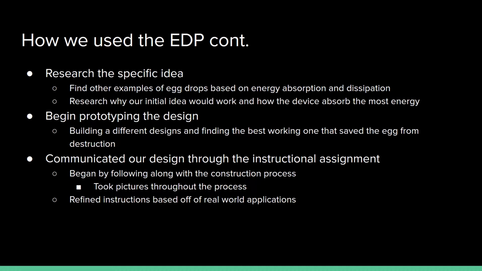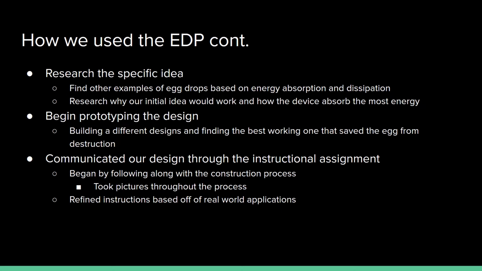The next step of the engineering design process that we went through was researching the specific idea that we had. We found other examples of egg drops based on energy absorption and dissipation, and we then researched why our initial idea would work and how it actually functions in the process of energy dissipation. The next step was to begin prototyping, in which each member of the team designed a different variation of the initial concept, and together we found the best one that would work and saved the egg from utter destruction.